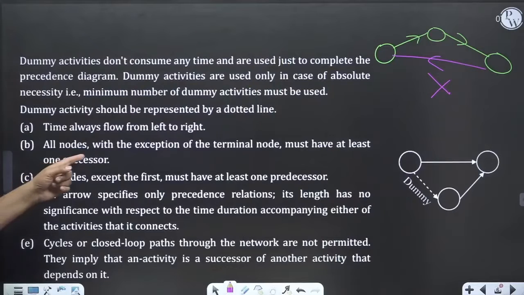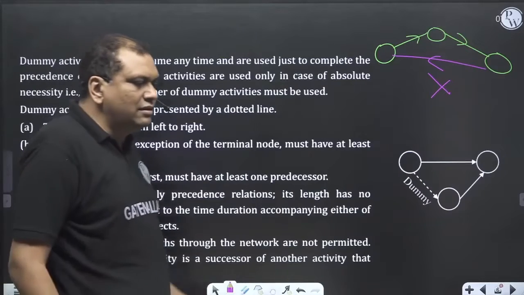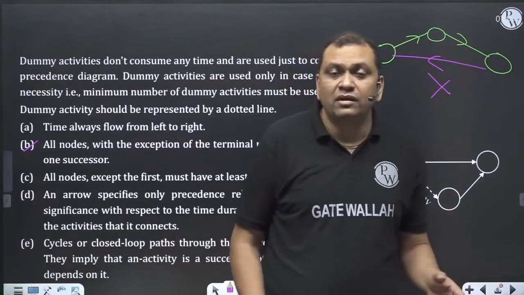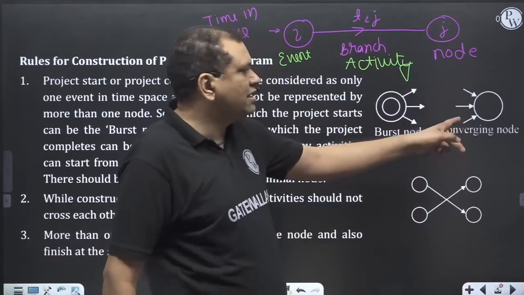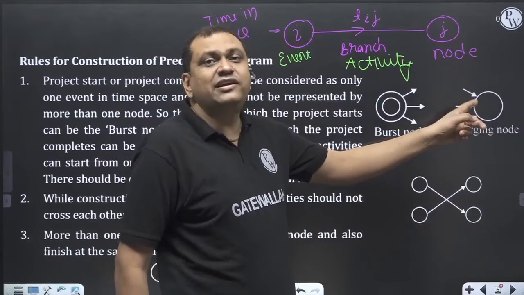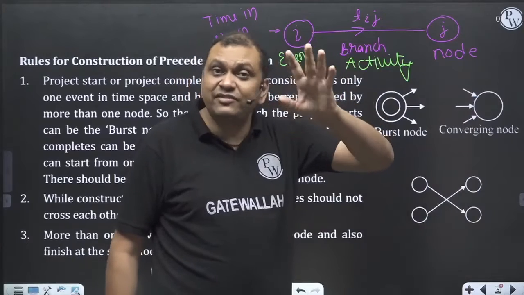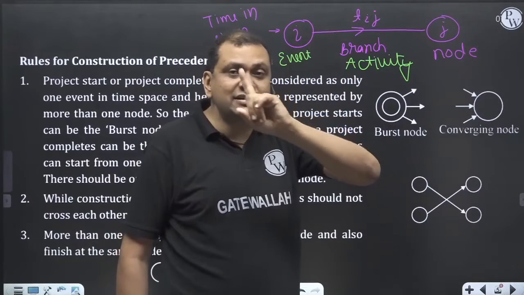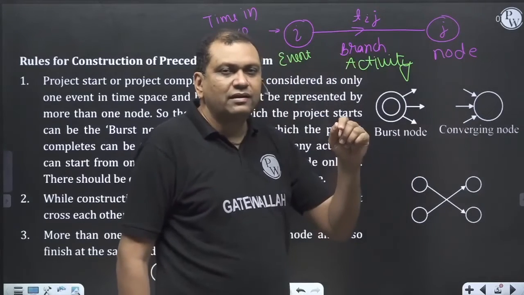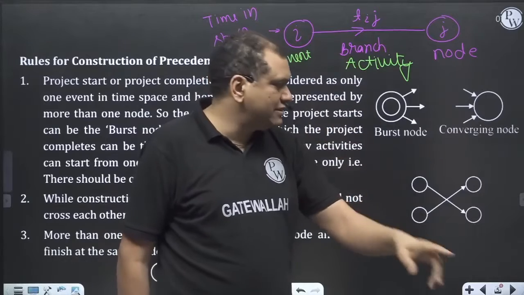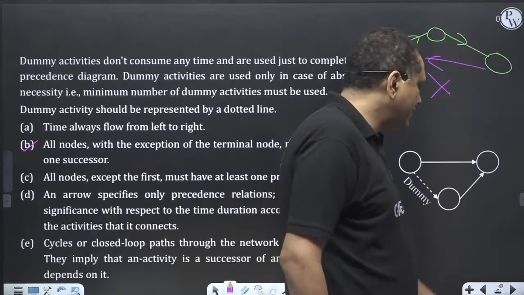All nodes with the exception of the terminal node must have at least one successor. Unless and until it is the finishing node, all other nodes will have a successor event. Terminating node means the last node. That node will have no successor, okay?